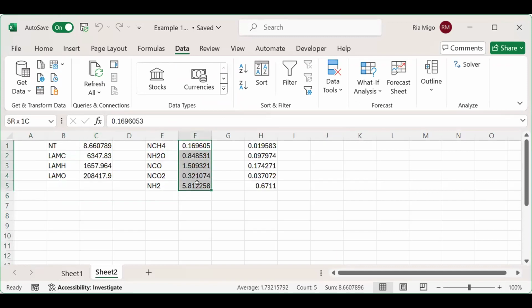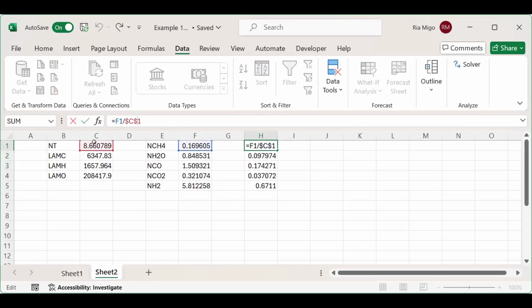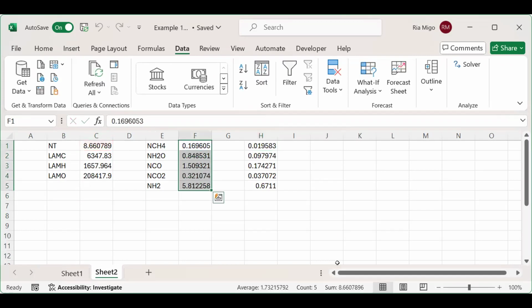But these are the number of moles. What we need in the problem is y sub i, the mole fractions. So what you need to do is divide everything by the total number of moles. By the way, when you add these, it should give the same value as the total number of moles right here. So you divide the number of moles of each species by the total number of moles to get the mole fraction. And these are the correct answers.